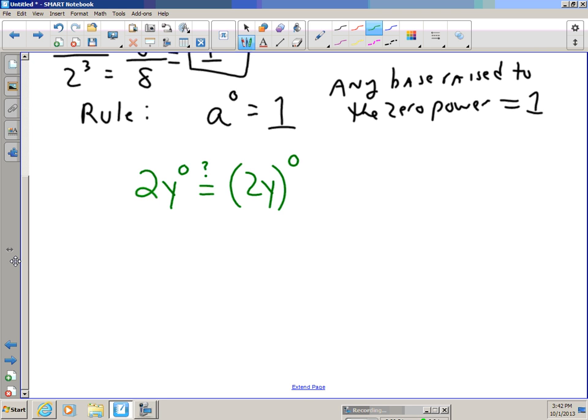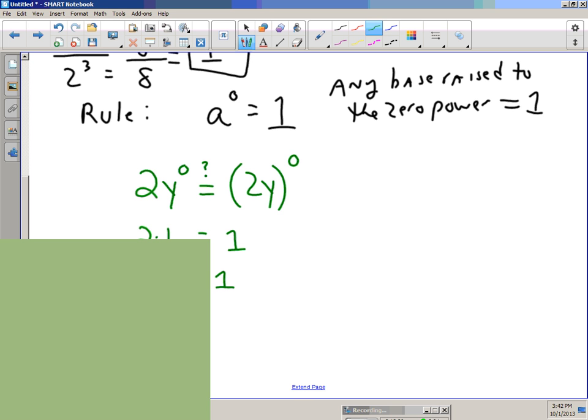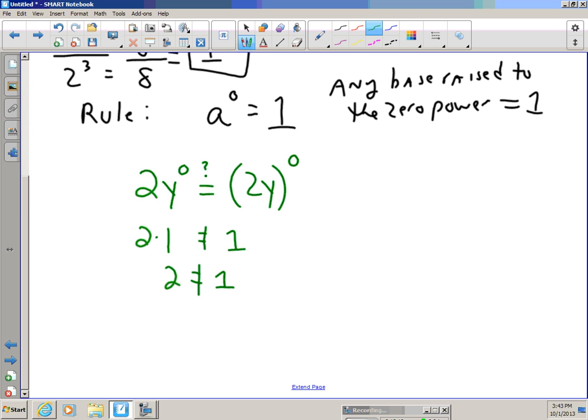While here, the entire statement of 2y is being raised to the 0 power, which means that is 1. Well, we clearly know that 2 does not equal 1. So these are not equivalent statements. And the point of it being that you have to be careful as to what is being raised to what power. If no parentheses exist, then that exponent only applies to the base that it is immediately over.